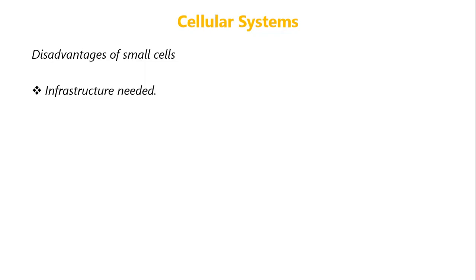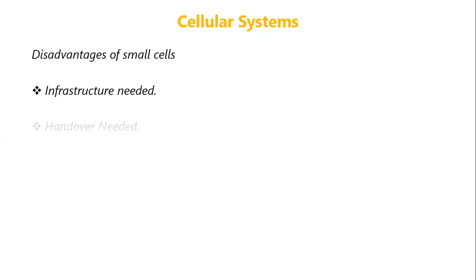Okay, and cellular systems generally require complex infrastructure to connect all the base stations, because you may have to install many antennas, switches for call forwarding and for other tasks. So basically the whole system may become more expensive. This is one of the disadvantages. The second disadvantage is handover is required.